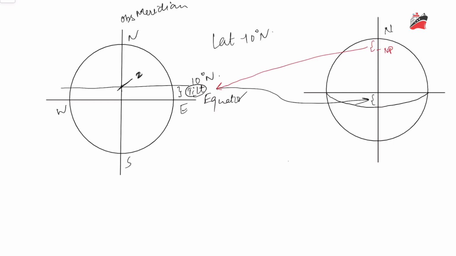Now the observer is here, so this is the observer's zenith, and we denote it as Z. The others remain the same: north direction, south direction, east and west. And this is the equator, and this is 10 degrees north.